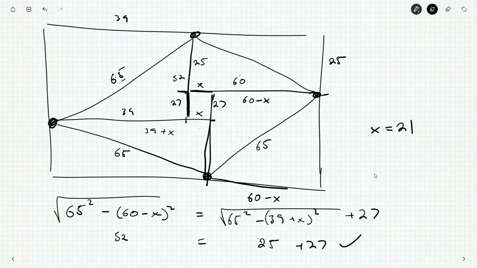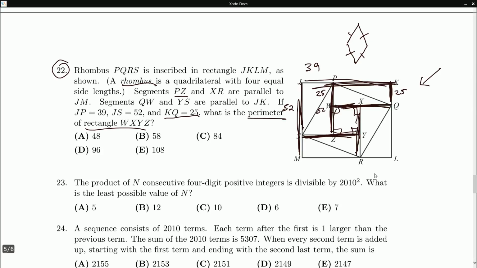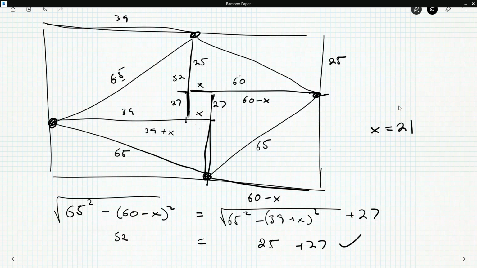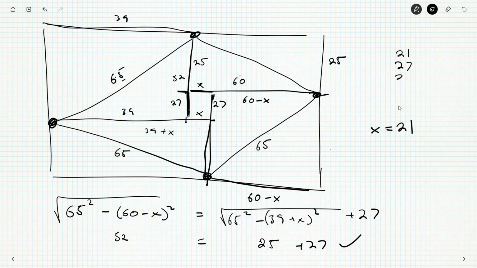I want to be able to show that this has to be the same as 39. I'm guessing there's a symmetry argument to be made, or some sort of angle argument to be made, and I want to make it. 21 is the answer. Not 21. They want the perimeter, right? So it would be 21 plus 27 plus 21 plus 27. So 2 times 48, that would be 96.